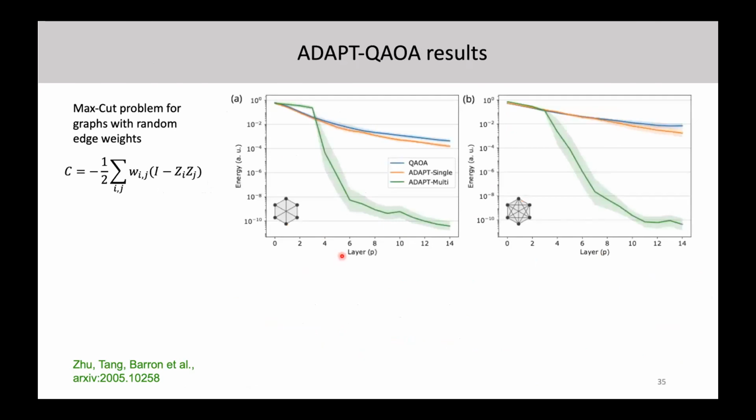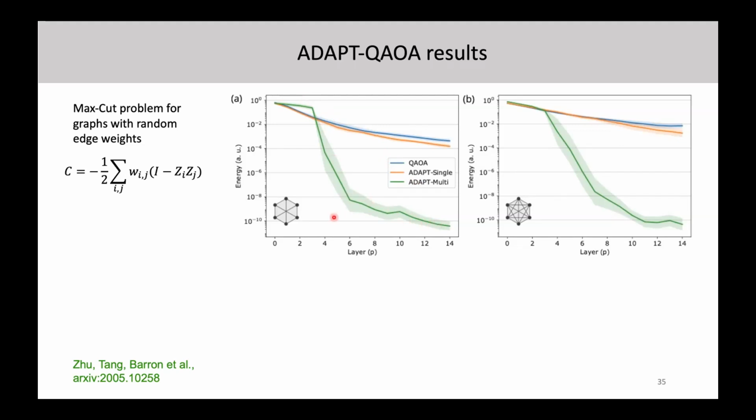And then using these pools, we found that while using single qubit gates only in the pool does not give a significant improvement compared to standard QAOA, if we use these entangling operations in the pool, we get much faster convergence, as shown in the green curve here.